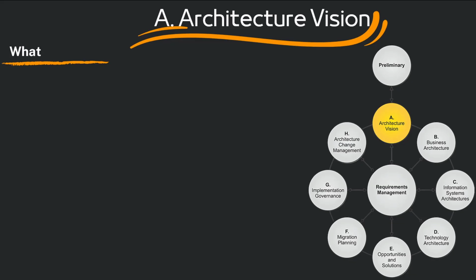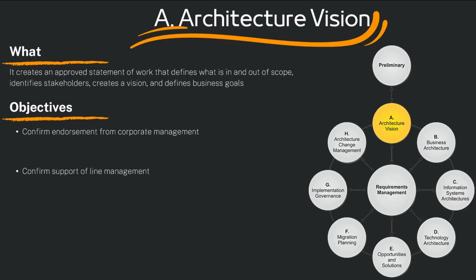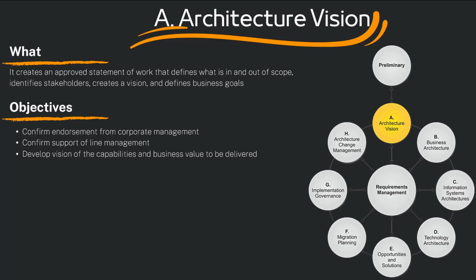The architecture vision is where we create an approved statement of work that defines what's both in and out of scope, identifies stakeholders, creates a vision, and defines a specific business goal. Our major objective is to make sure that we get endorsement from corporate management, confirm support of the line managers, and develop a vision of the capabilities and business value that we are looking to deliver. We have to get an approval for a statement of work so that we can make our vision come true.